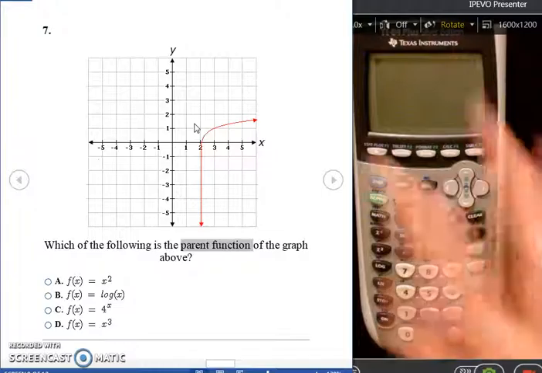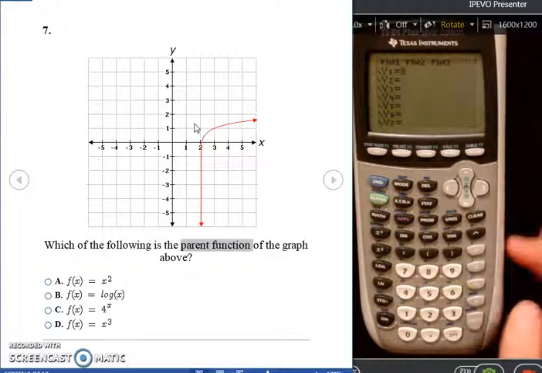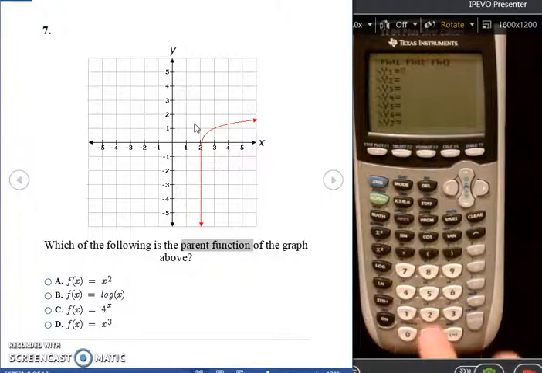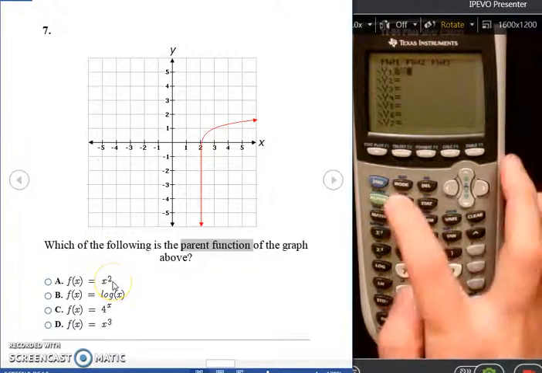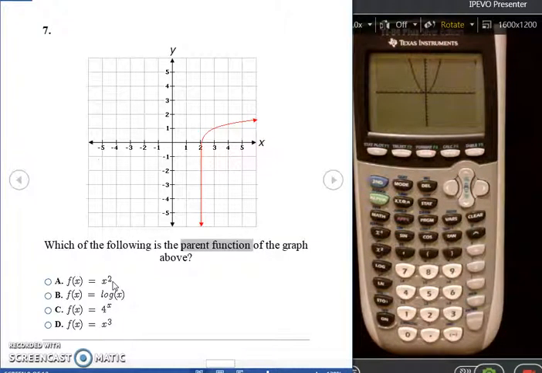So I'm going to clear that out and go back to y equals and clear those out. This time I'm only going to be using y1. My choice A here is x squared. So I'm going to type in x squared and press graph. And that graph is the shape of a U. It doesn't look like this one, so it's not going to be A.